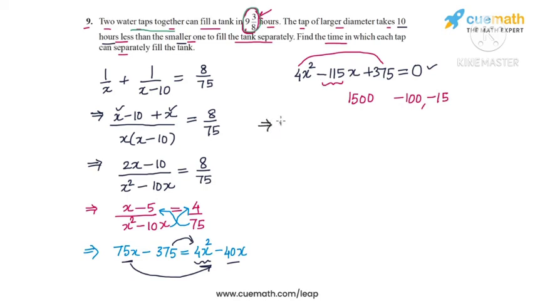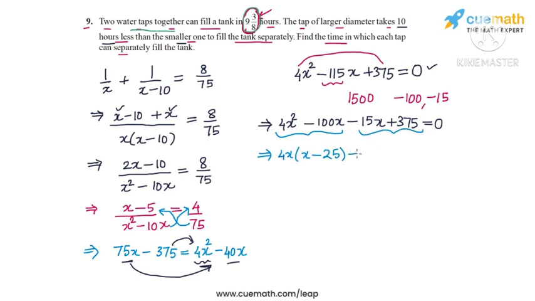So we will get 4x square, and then minus 115x. I can write it as minus 100x, and then minus 15x, and then plus 375. This is equal to 0. Now from the first pair of terms I can take out 4x common, so I get 4x times x minus 25, and then from the second pair of terms I can take out minus 15 common, so minus 15 times x minus 25 again. This is equal to 0.